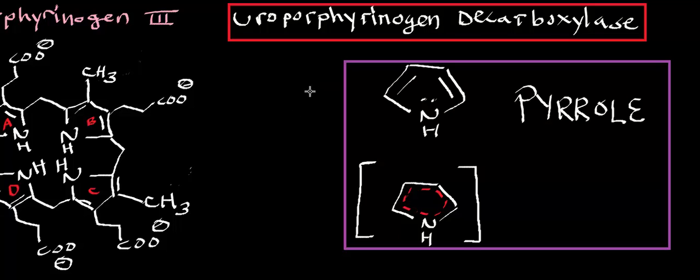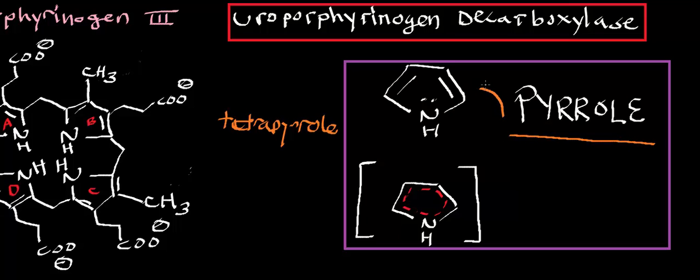And I just wanted to remind you that we're ultimately going for the synthesis of heme, which is called a tetrapyrrole. Let me write that down. So heme ultimately is something called a tetrapyrrole. And also to remind you what a pyrrole is, which is shown right here, okay? This molecule right here, this is pyrrole.